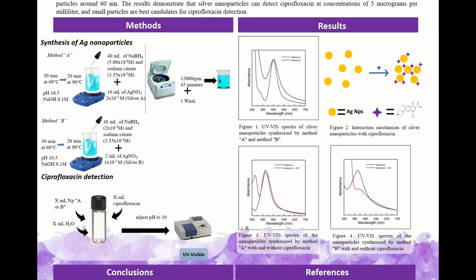to the right. However, in Figure 4, the red color spectrum represents the interaction of the silver nanoparticles synthesized with Method B and ciprofloxacin, which presents a decrease in the intensity of the nanoparticle band that is located at 400 nanometers, indicating the presence of ciprofloxacin.